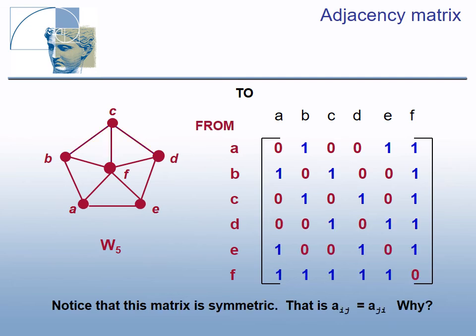When the work is done, you find the matrix like this. Notice that this matrix is symmetric. That means A sub ij equals A sub ji. Why is it so? I think that after tons of questions in this lecture, you can easily answer this one. Okay, I hope you did.